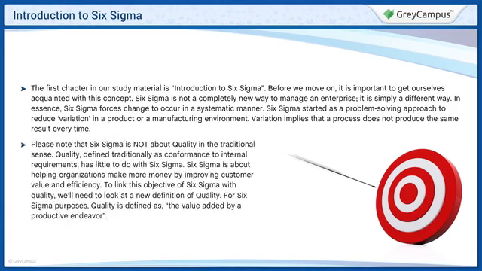Please note that Six Sigma is not about quality in the traditional sense. Quality, defined traditionally as conformance to internal requirements, has little to do with Six Sigma. Six Sigma is about helping organizations make more money by improving customer value and efficiency. To link this objective of Six Sigma with quality, we'll need to look at a new definition of quality. For Six Sigma purposes, quality is defined as the value added by a productive endeavor.